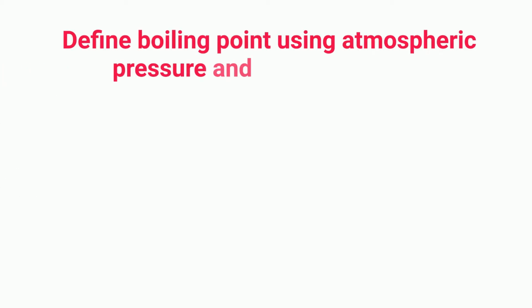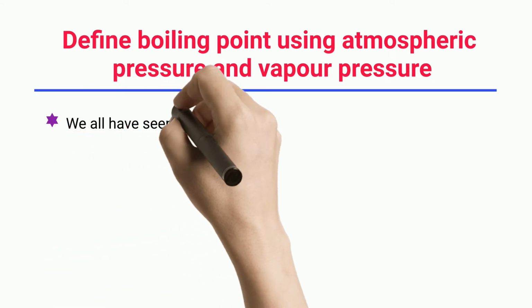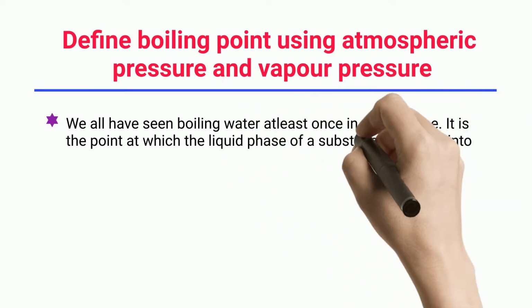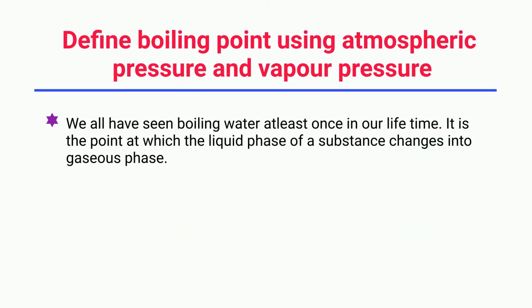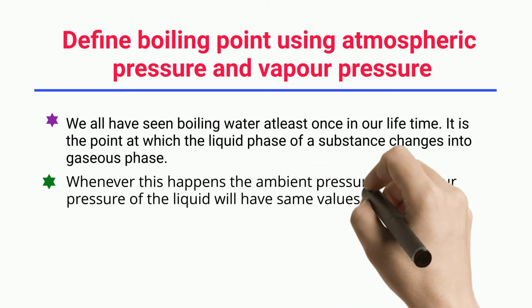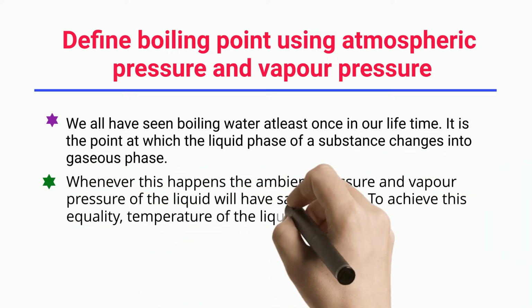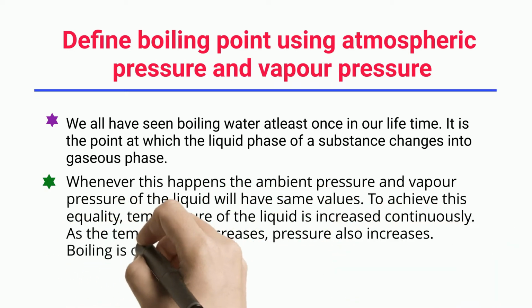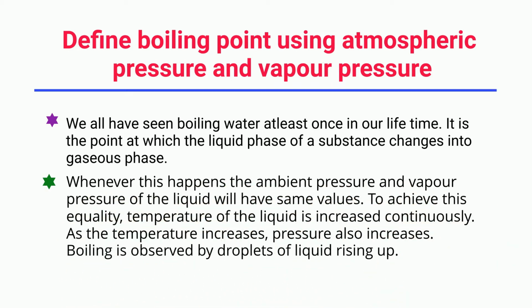Define boiling point using atmospheric pressure and vapor pressure. We all have seen boiling water at least once in our lifetime. It is the point at which the liquid phase of a substance changes into gaseous phase. Whenever this happens, the ambient pressure and vapor pressure of the liquid will have the same values. To achieve this equality, the temperature of the liquid is increased continuously. As the temperature increases, pressure also increases. Boiling is observed by droplets of liquid rising up.